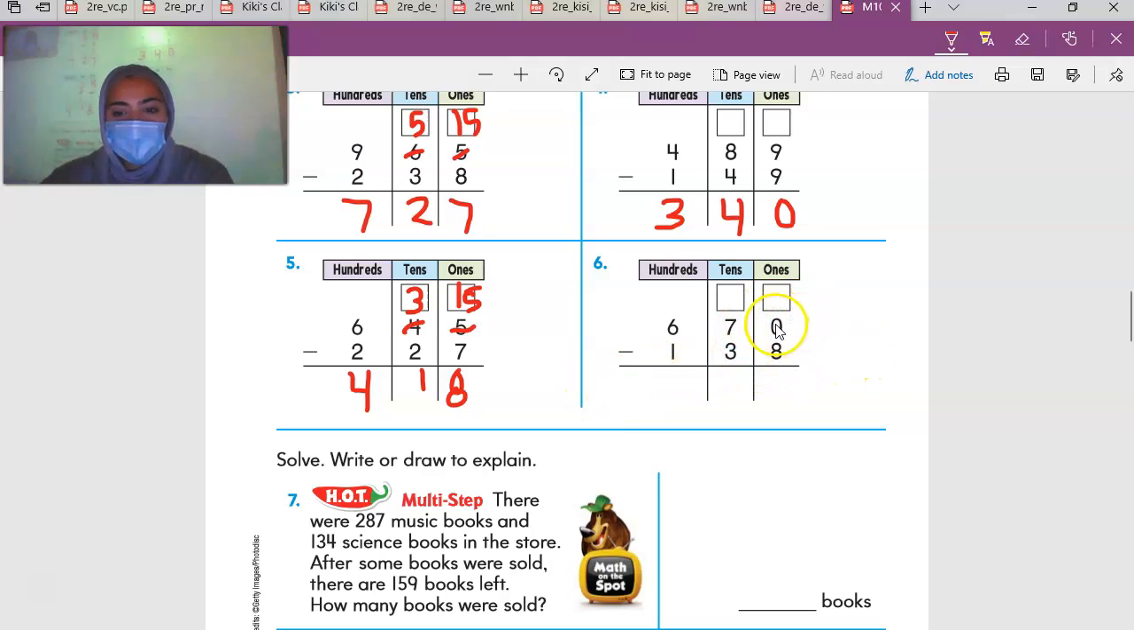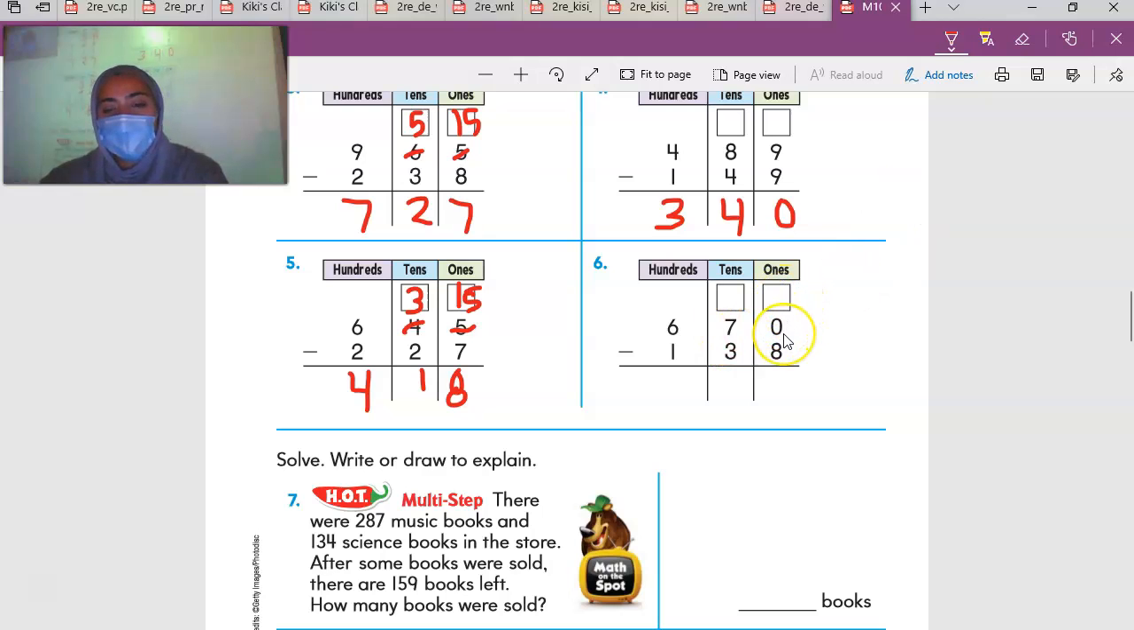418. 0 take away 8. Can we do that? No. Can I just say, I don't want to do all this. It's hard. Can I just do 8 minus 0? Oh, that's 8. That's what a lot of you guys do. I see it all the time. I'm like, what on earth are you doing? No. You're trying to find the lazy way out. No, it doesn't work like that in math.